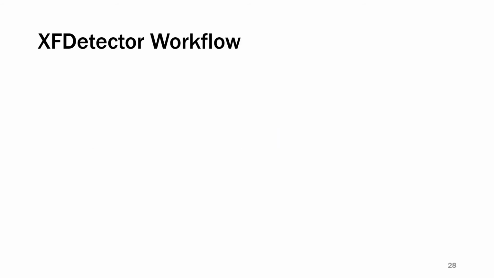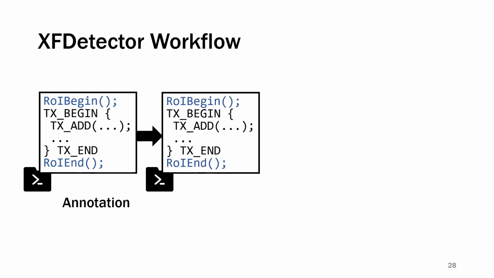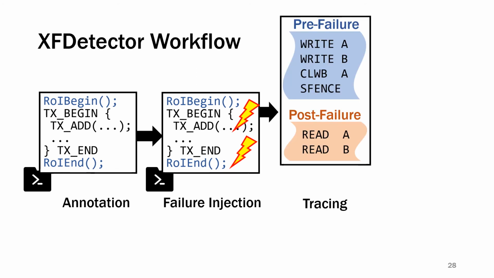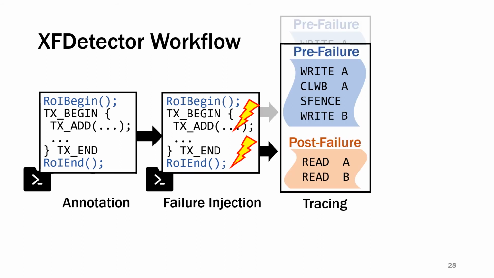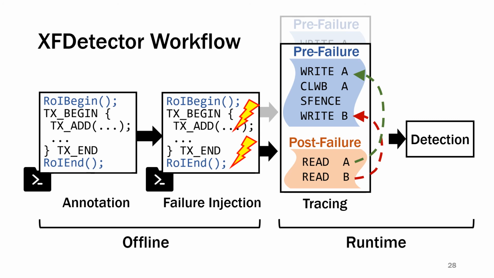Now let's put the mechanism of failure injection and bug detection together. First, the program needs to provide simple annotations of the region of interest for detection, and then XFDetector injects failure before each of the ordering points. And at runtime, XFDetector collects a trace of both the pre-failure and post-failure stages for each of the failure points. And then, after the traces are collected, it does the detection by checking whether there are any incorrect interactions. The first two stages are offline because they are executed before the program starts running, and the other two stages are at runtime.